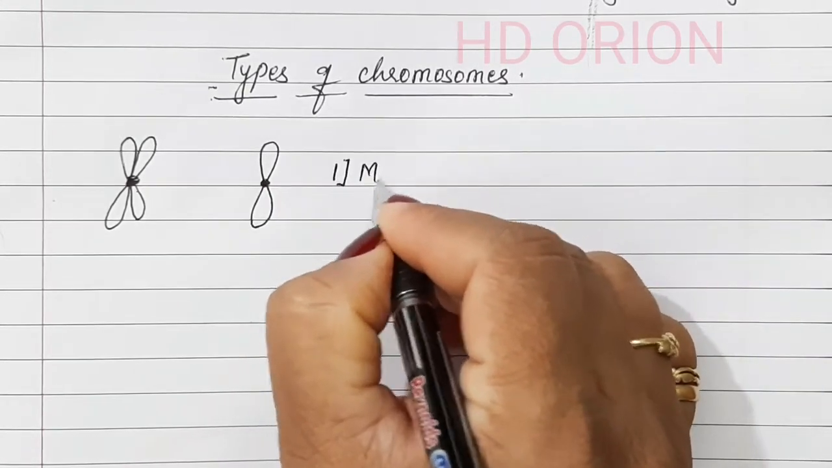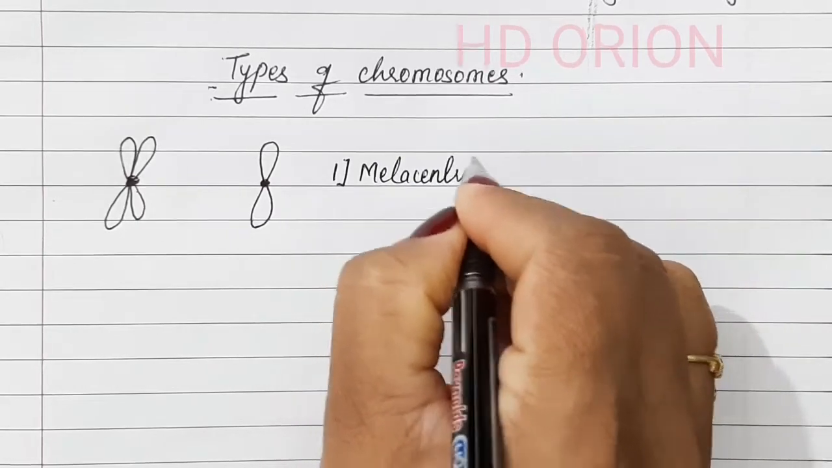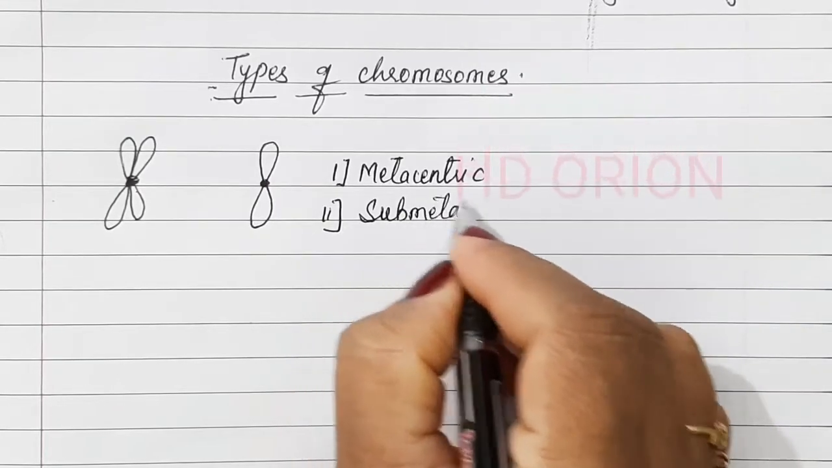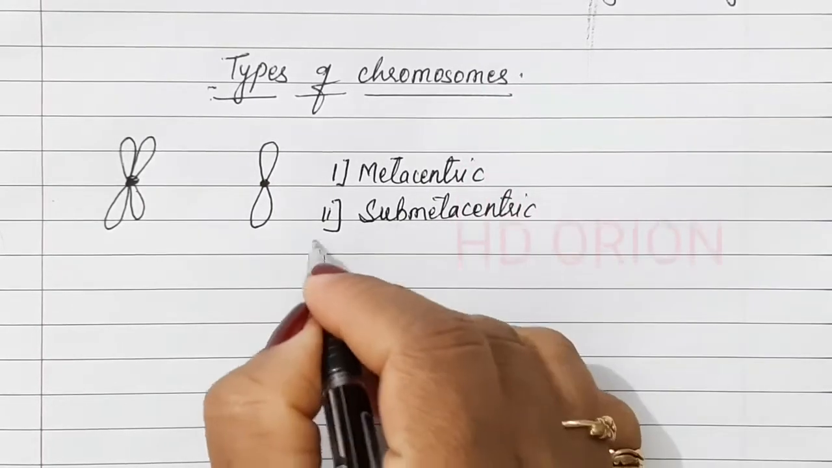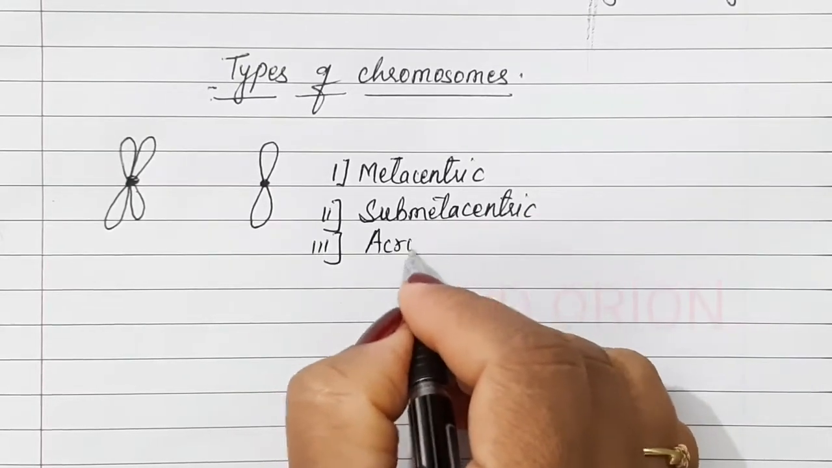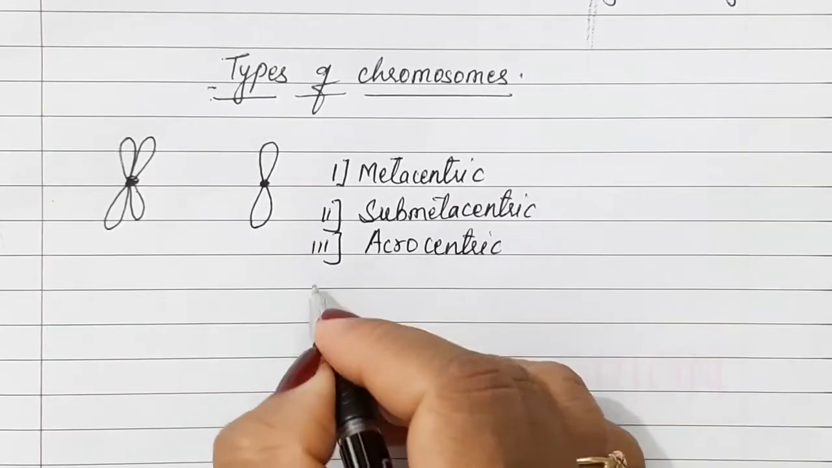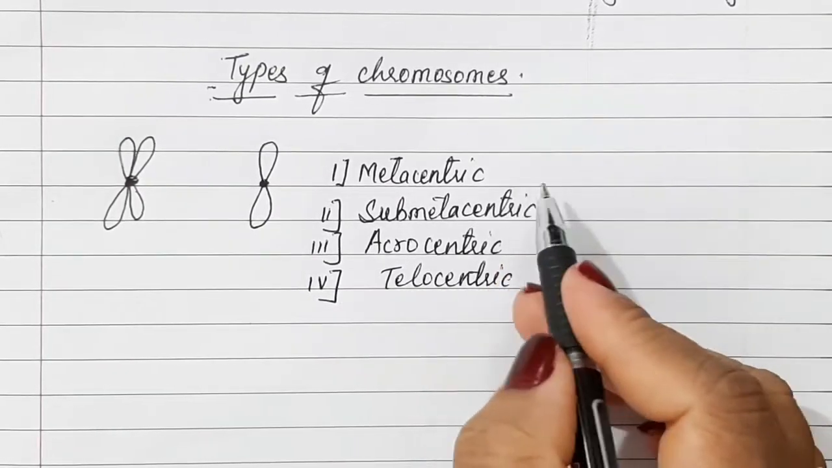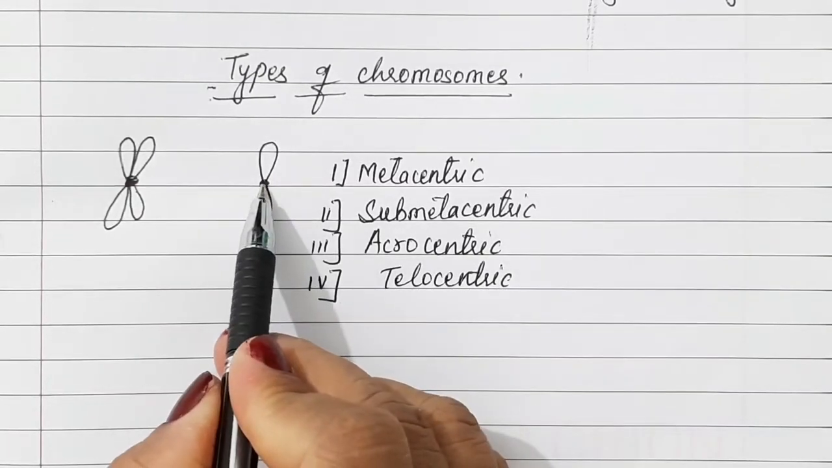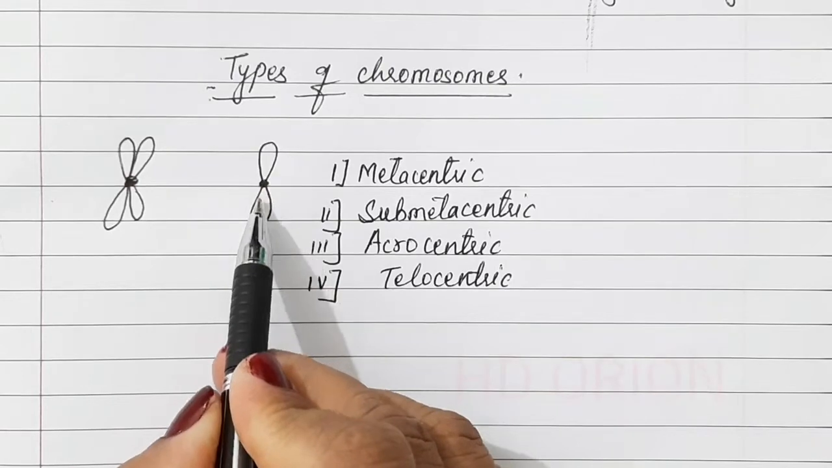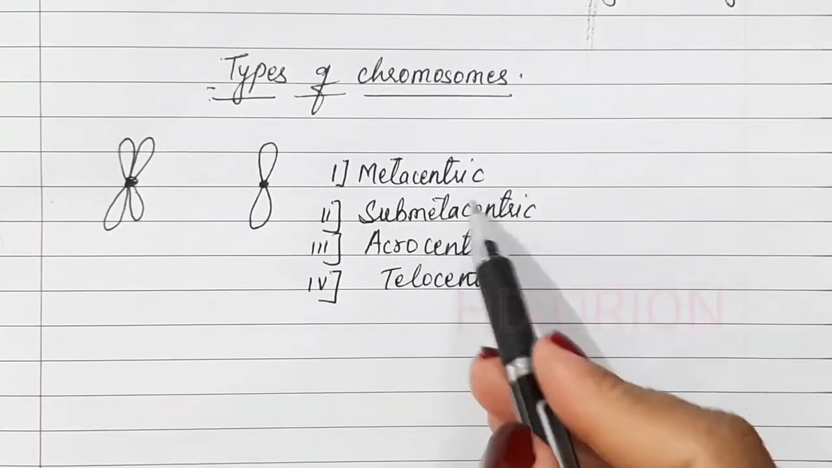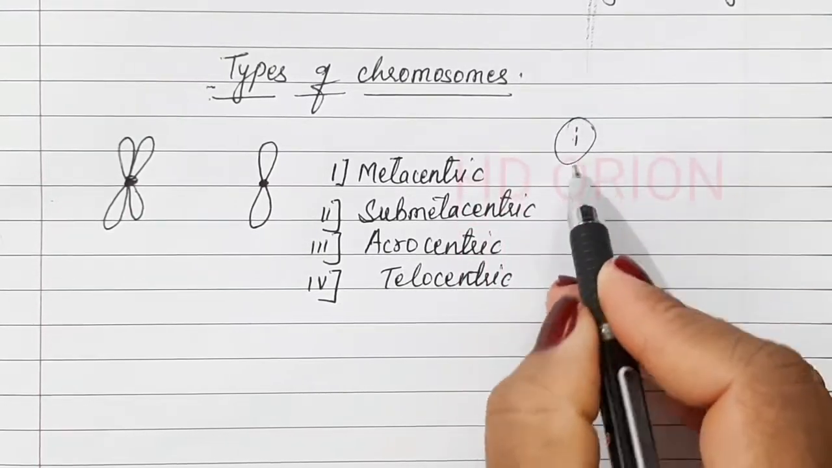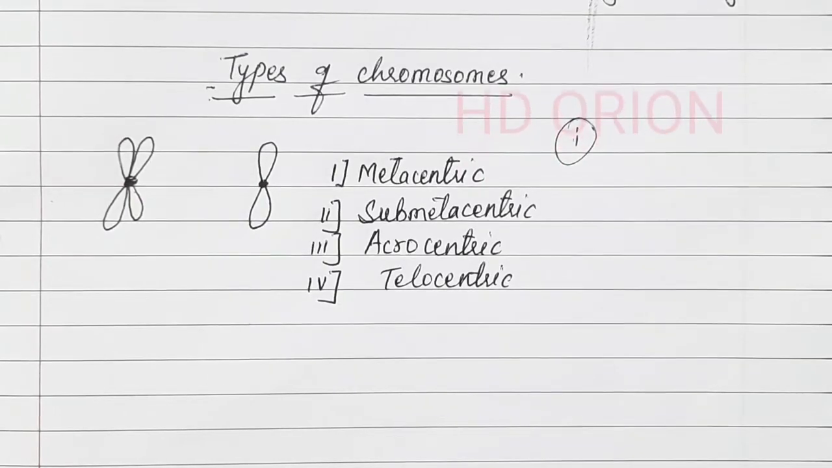The first type of chromosome is metacentric. Second is submetacentric. Third, acrocentric. And fourth, telocentric chromosomes. These four types of chromosomes are on the basis of position of the centromere. When the position shifts from this place, it can be of varied types. To know about the details of what these four kinds of chromosomes are, you can push the I button to know about the details in my previous video.